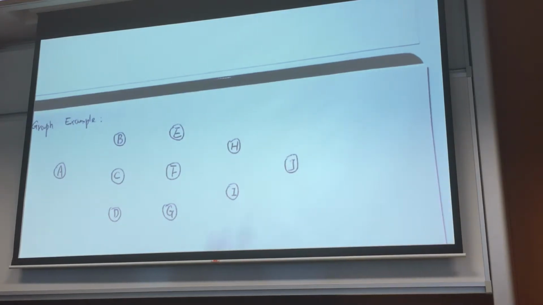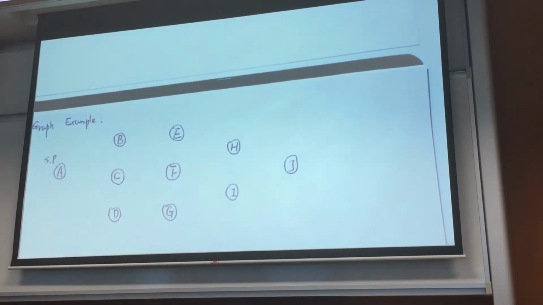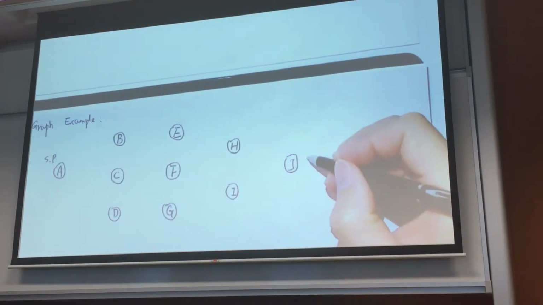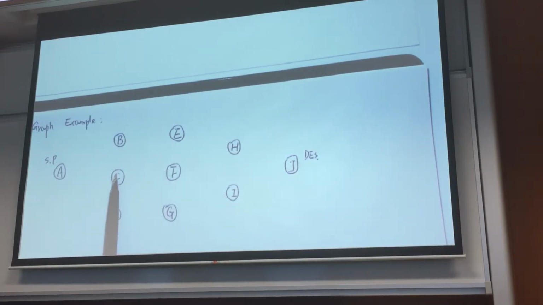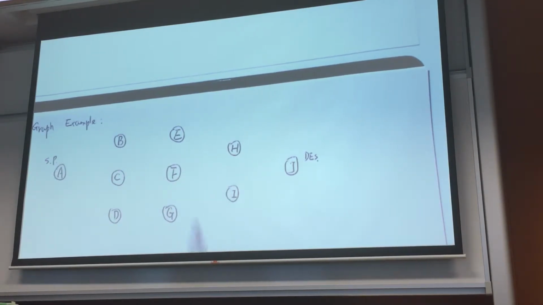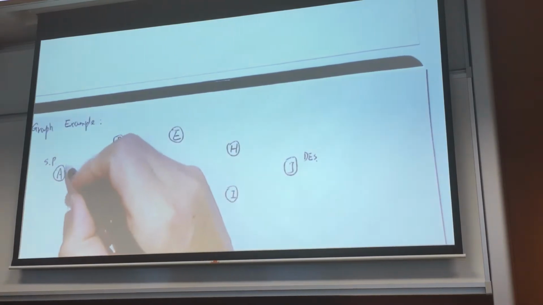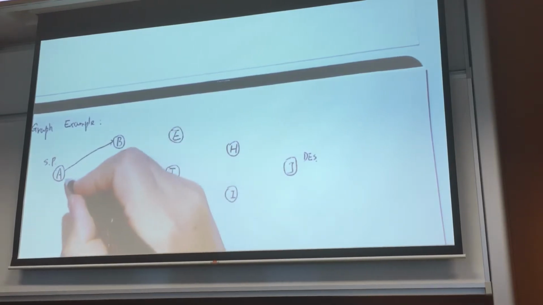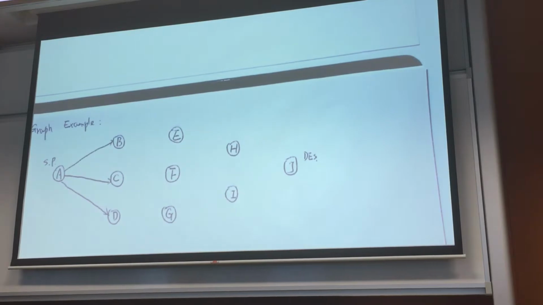So we have so many nodes. Assume node A is the starting point, and node J is the destination. We have many nodes in between. These nodes are connected and defined like this. From A, we have links to B, to C, and to D.